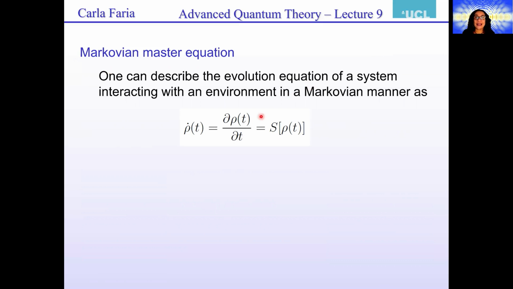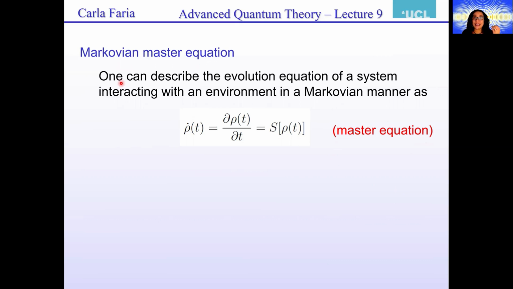And on the right-hand side, we have some kind of super operator, which, if you remember, is an operator that modifies another operator. So this is Markovian evolution. This is what we can describe. Now we're going to make some assumptions about this super operator. And this is what we call also the Master equation.